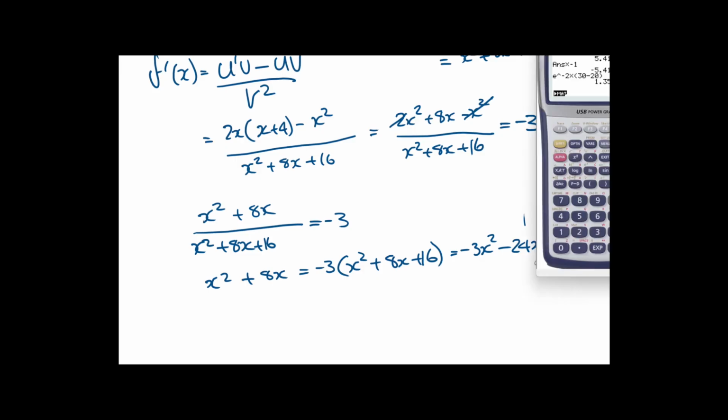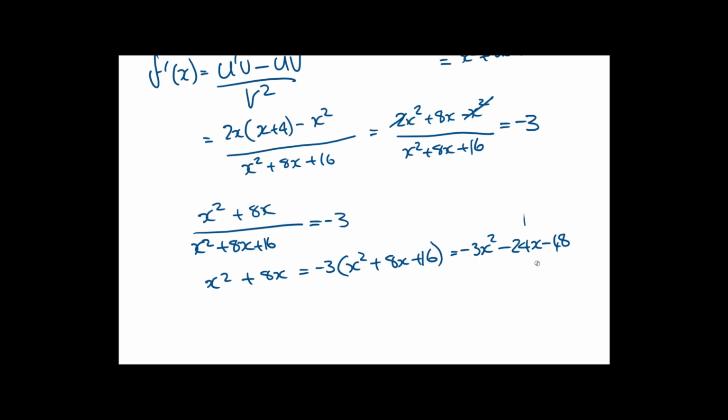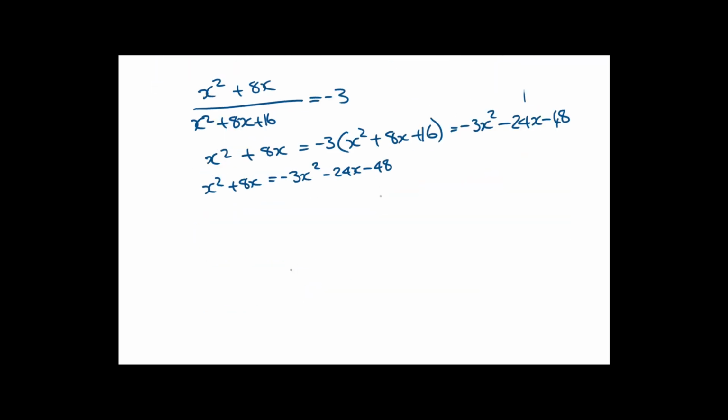Let me check: 3 times 16 is 48, isn't it? Yes. Minus 48. Okay, so x squared plus 8x equals -3x squared, -24x, -48. Bring everything over to the left side, get it equal to 0, and then we can solve for x.